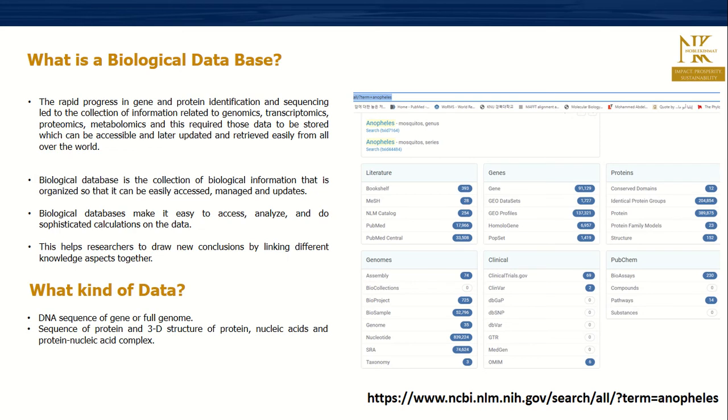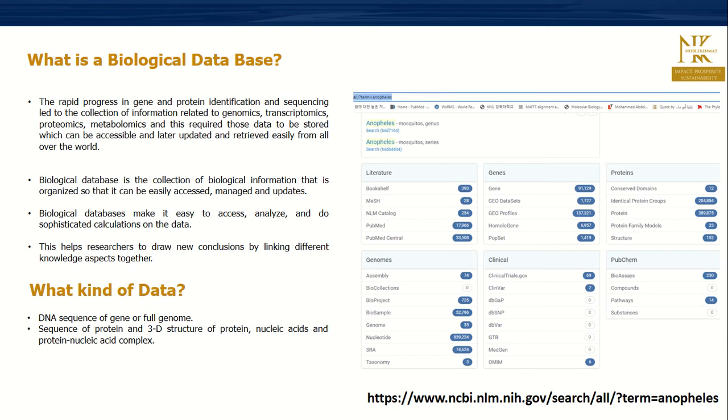Now, what are biological databases? Going by the name, they are data repositories. They are places in which biological information is deposited regarding the nucleotides, proteins, and the likes. Basically, those two: DNA, RNA, proteins, where they are deposited for usage.